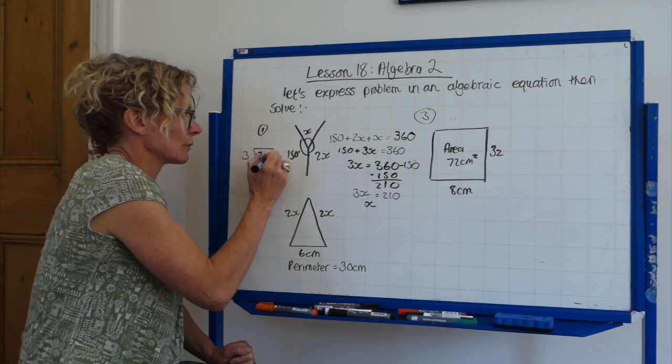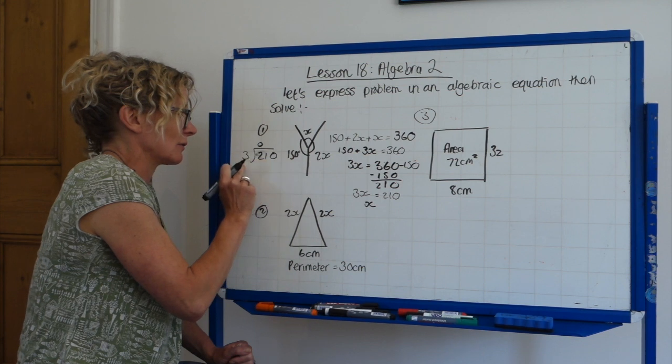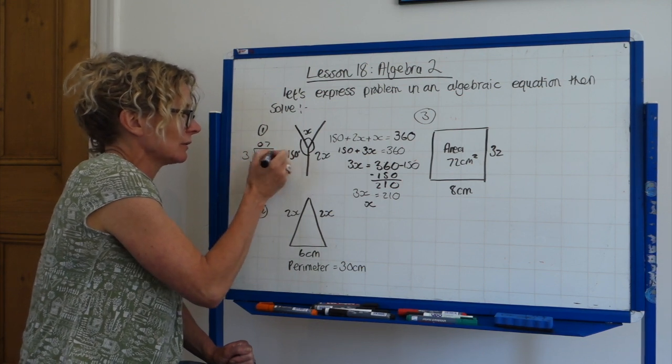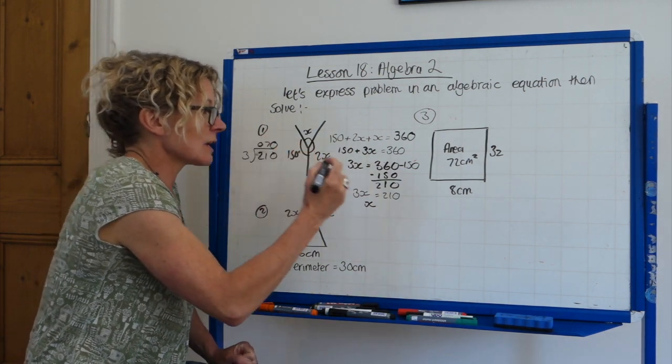Let's write the right numbers on the board and then we'll be able to do it. 3's into 2 goes 0. You can see what this is going to be already. 3's into 21 goes 7. And then we hold the place value marker there with a 0.